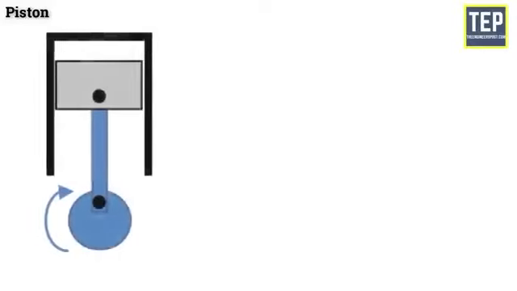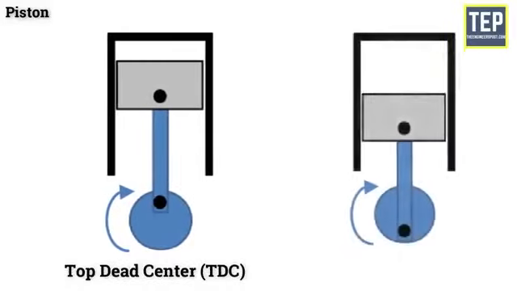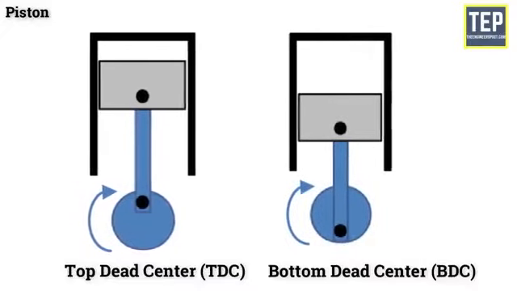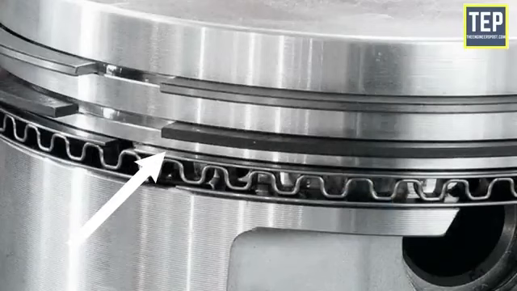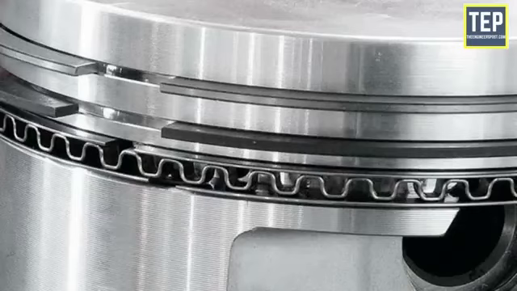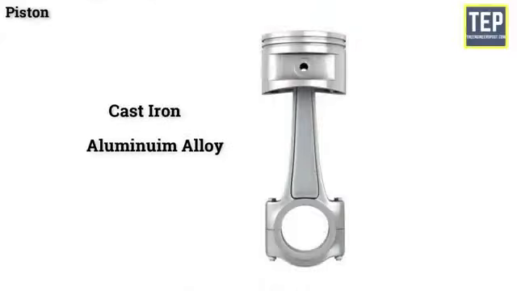The highest position the piston reaches in the cylinder is called the top dead center, and the lowest position it reaches is called the bottom dead center. It is provided with about 3 to 5 piston rings that provide a good seal between the cylinder wall and piston. The efficiency and economy of the engine primarily depend on the working of the piston. The material used for the piston is mainly cast iron and aluminium alloy. It may be either cast or forged.